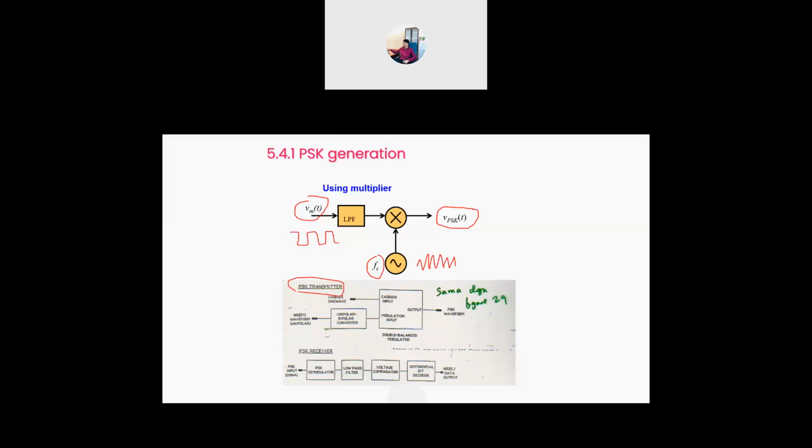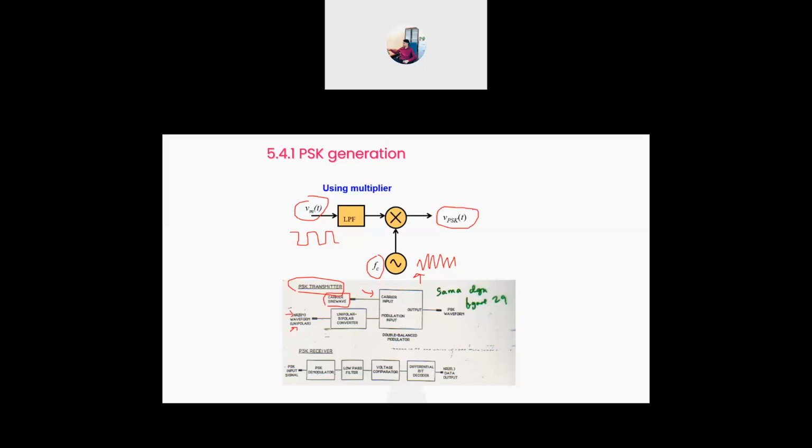If you see here, there are two inputs to the double balanced modulator. One is the carrier. This one is the carrier sine wave, which is input to here. And the next one is your information signal. You see here it is non-return to zero, NRZ waveform. Unipolar means it only has one sign, like positive 5 to 0.